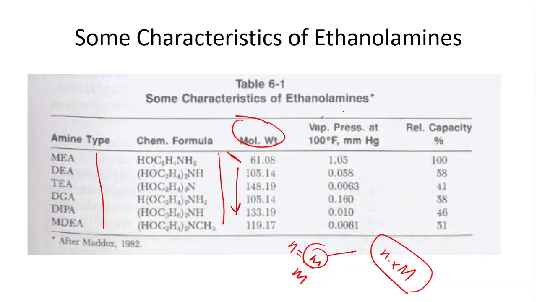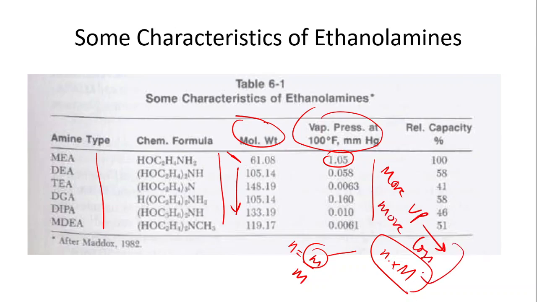The second important property is the vapor pressure at 100 degrees Fahrenheit in mmHg. More vapor pressure obviously means a lower boiling point. So more vapor pressure implies more loss. Simple definition.